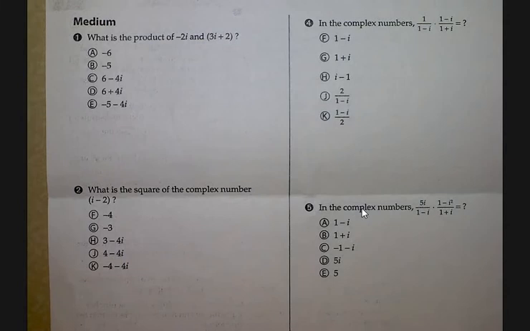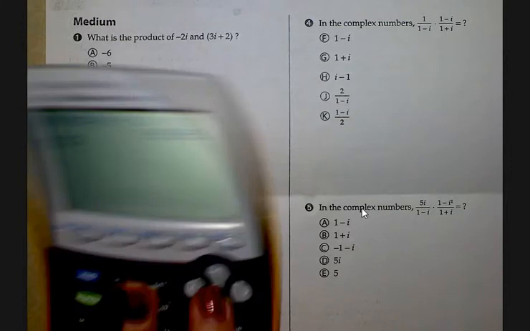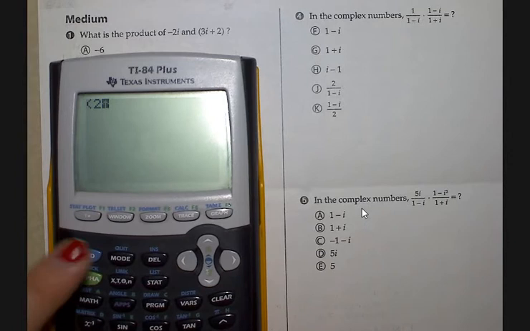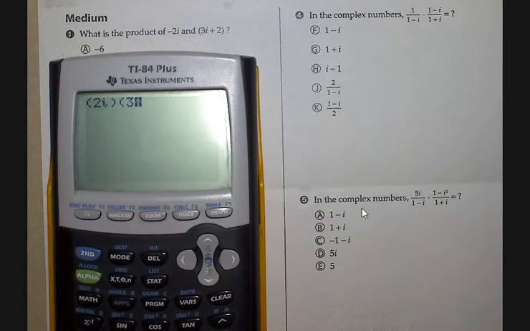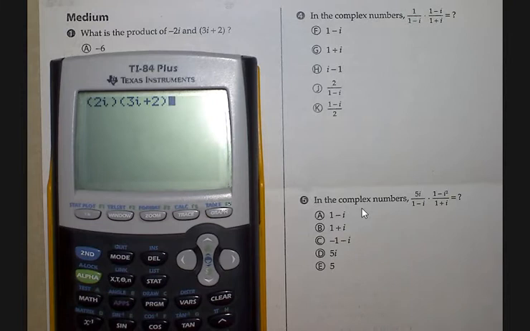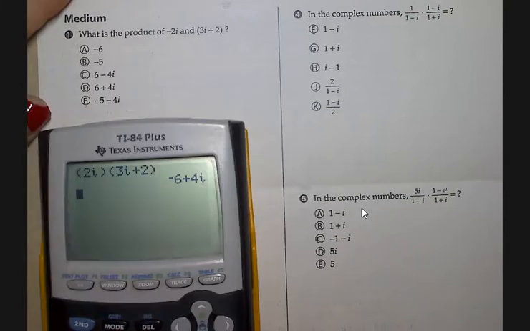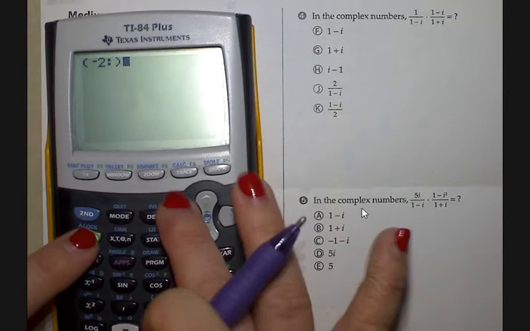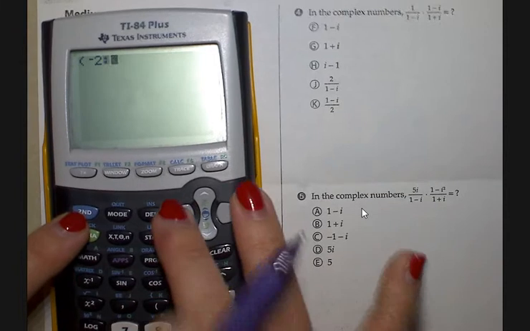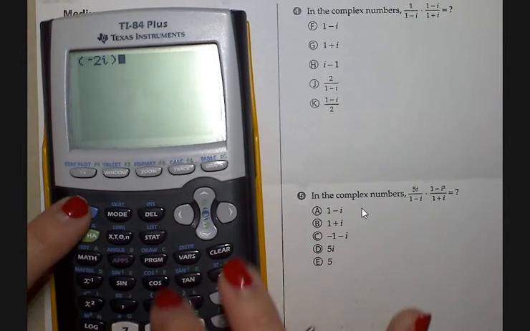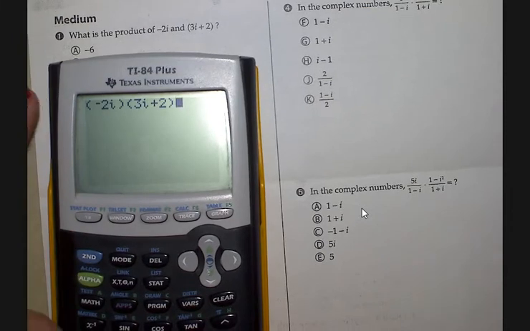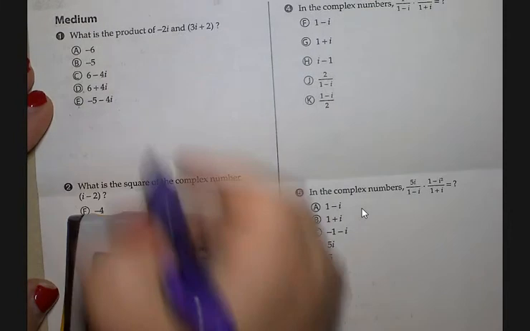What is the product of this? So could you do this by hand? Sure you could. But product means to multiply, so grab the calculator again. We could definitely do this. 2i in parentheses times 3i plus 2. Press enter. Did I do something wrong? Oh, thank you. -2i. And then we have 3i plus 2. So 6 subtract 4i is C.